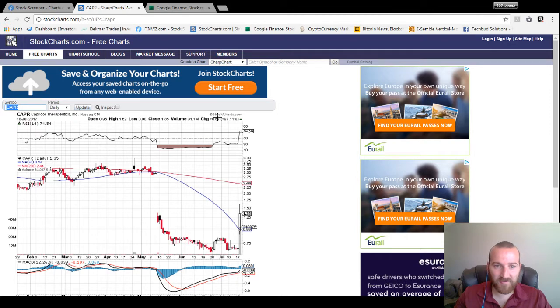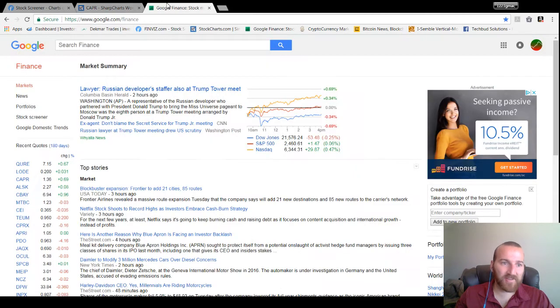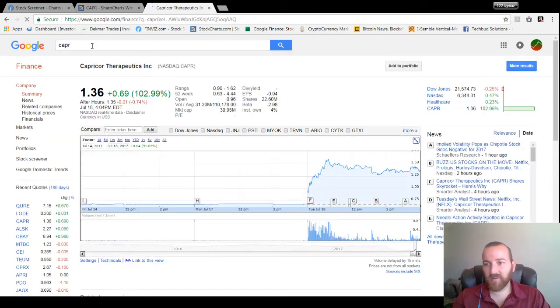Red is oversold, green is overbought. Below 30 is oversold, above 70 is overbought. So that's kind of what you're looking for, in that range between like 70 and 30 is kind of like in the middle. But it looks like I had a big candle move, so something happened, right? So let's go to Google Finance now, look up CAPR, and let's see if there's any news that goes along with it.